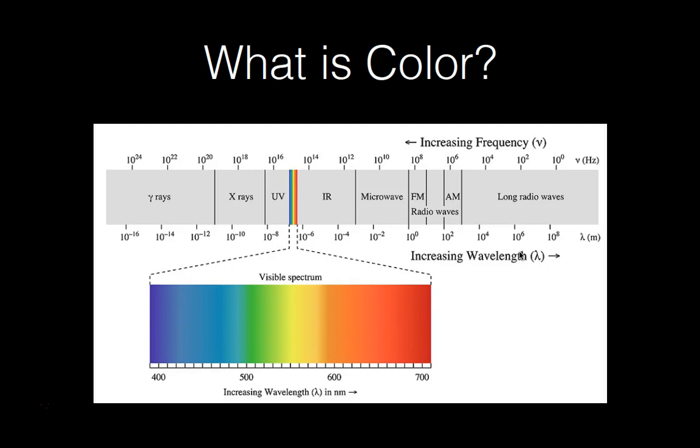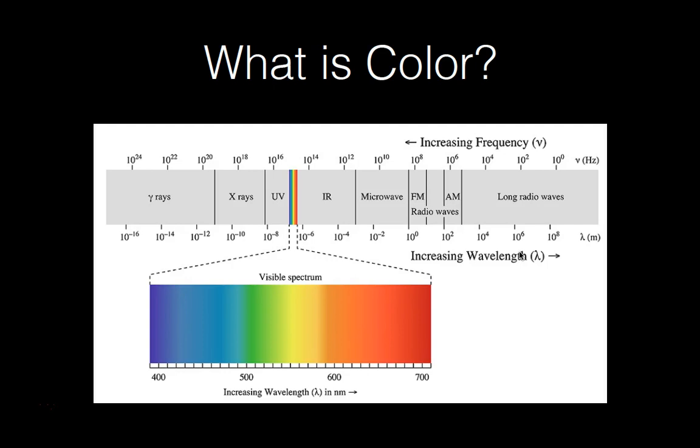So what is color? There's a lot of information about what color is, but Newton began a series of experiments with sunlight and prisms and figured out that there was a visible band of color between the gamma rays, the X-rays that we get when we go to the doctor, the UV rays that were harmful from the sun, and then the infrared and microwaves and then radio waves and whatnot.